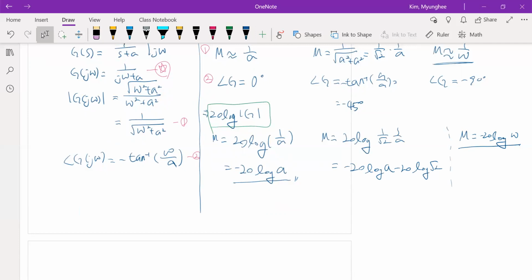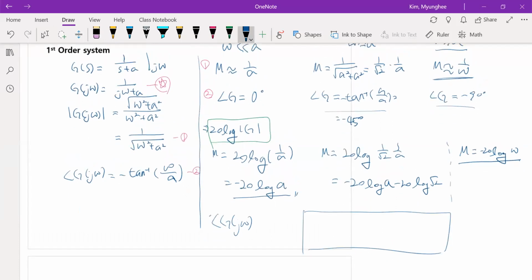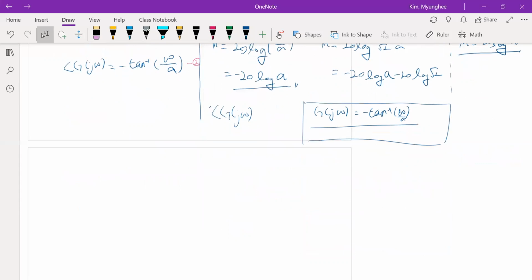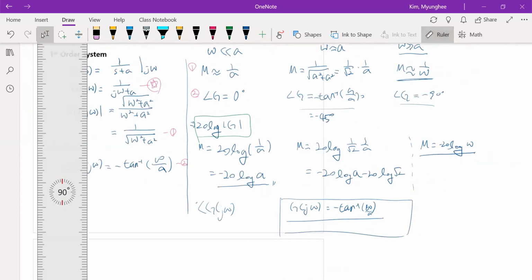And then the angle is also, regardless of the angular frequency, it looks like this. And about the omega in between, where omega is not that much smaller than a and not that much larger than a either, the angle becomes actually this angle. And then we can calculate and we can draw the Bode plot using these characteristics. So now we need a ruler.